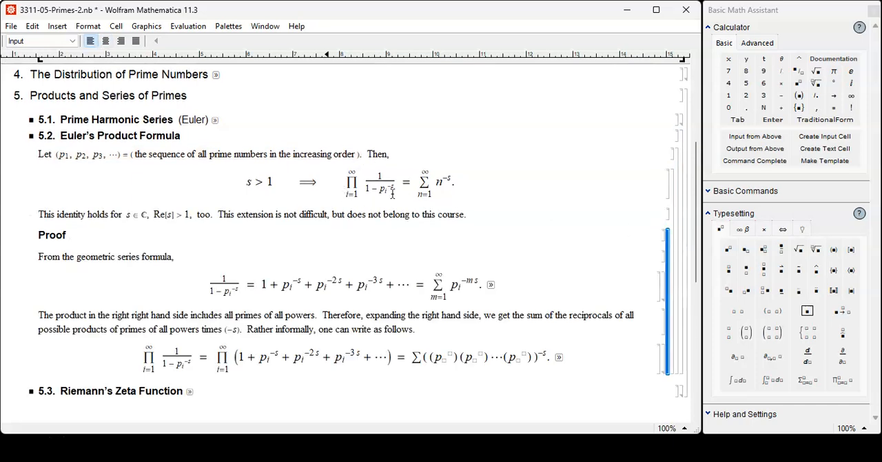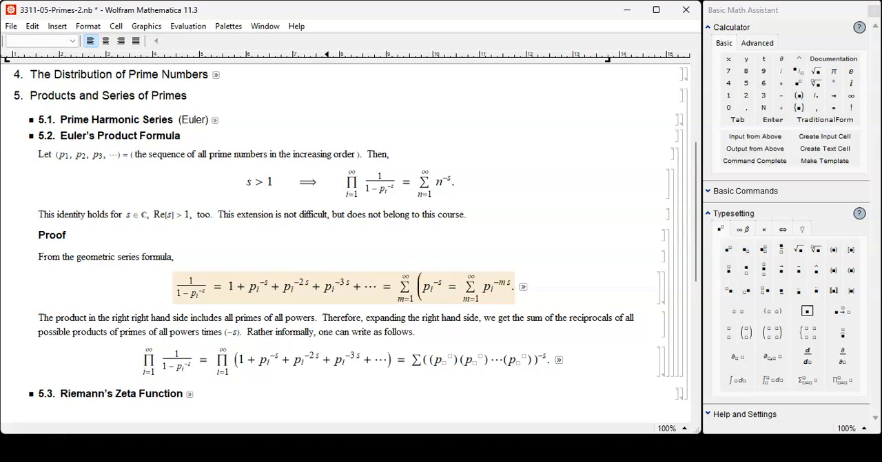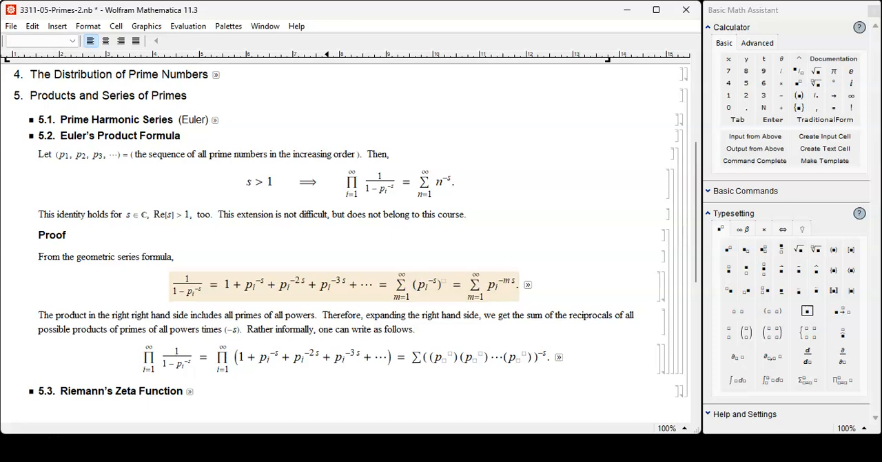First, let's begin with the left-hand side. Inside the product, 1 over 1 minus this, you can apply the geometric series formula. And then s is common. So you can write it as pi to the negative s power. As a matter of fact, let me take one additional step here: pi to the negative s power to the m power. Okay, there goes the geometric series formula.